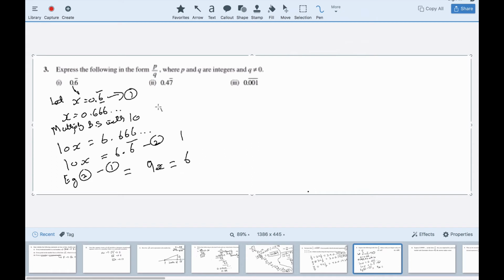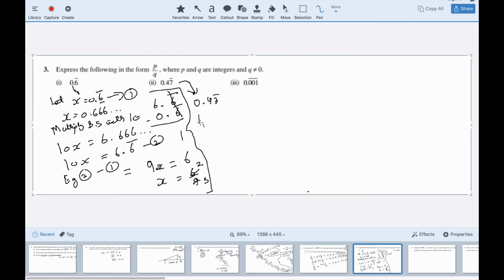Now how 6? The bar and bar will get cancelled. I'll show you here. 6.6 bar, 0.6 bar, subtraction sign, this and this will get cancelled, because as many times this is repeating, this will also be repeating. So I get x is equal to 6 by 9, which can be reduced to 2 by 3. That's it. Now similarly, we can do the next question, which says 0.4 and 7 has a bar.